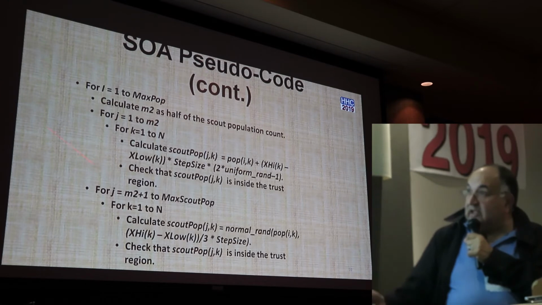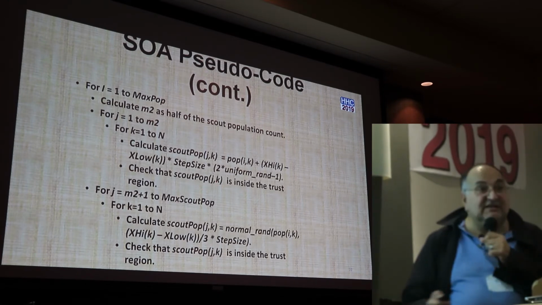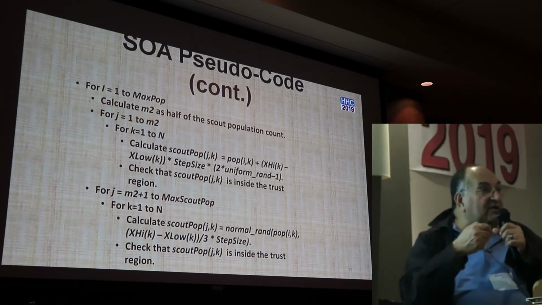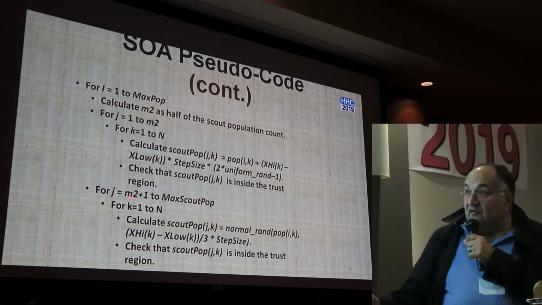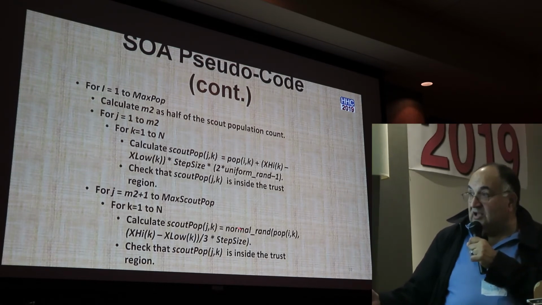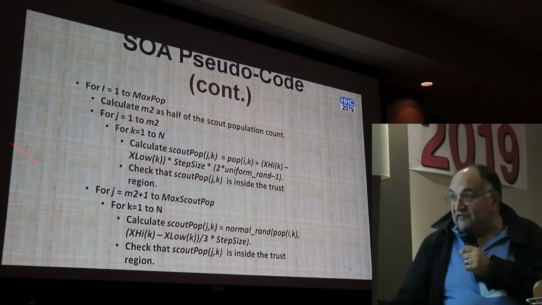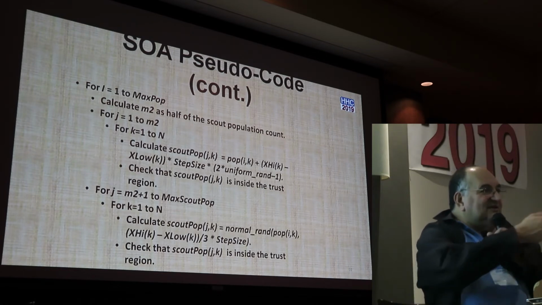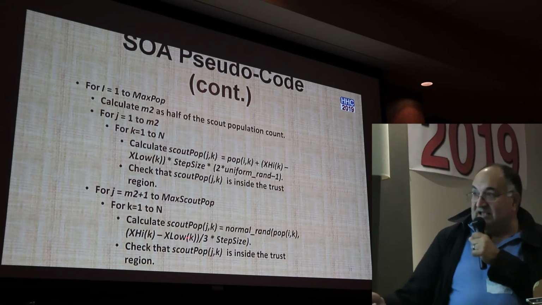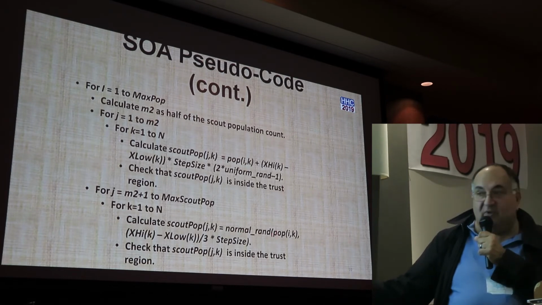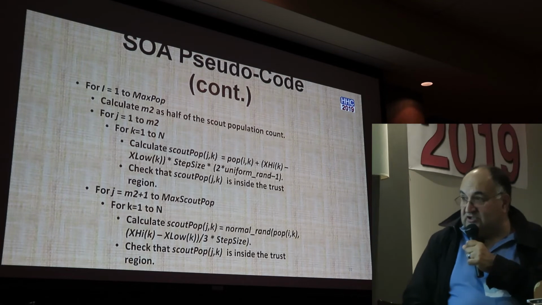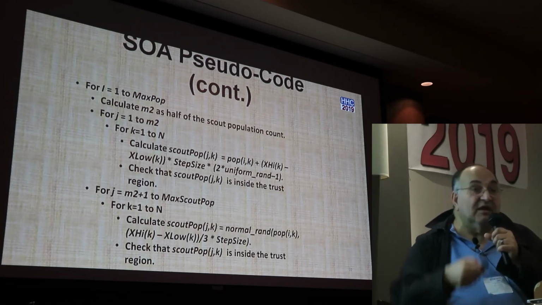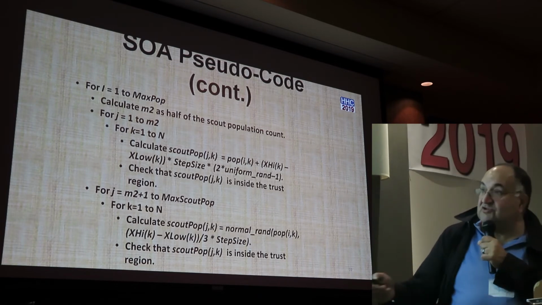Then I check that the scout pop J of k is inside the trust region. If it's not, then I generate a random value within the trust region. For the second half, I use the normal distribution, where my mean is pop I of k, and the standard deviation is the range divided by 3. It's based on the 6 sigma. I figured, well, there's 3 sigma on one side, 3 sigma on the other side. That's why I'm dividing by 3 times the step size. So that will give me values normally distributed around pop of k. Again, I check that the scout value is within the trust region. If not, then I just generate a random number in that trust region.